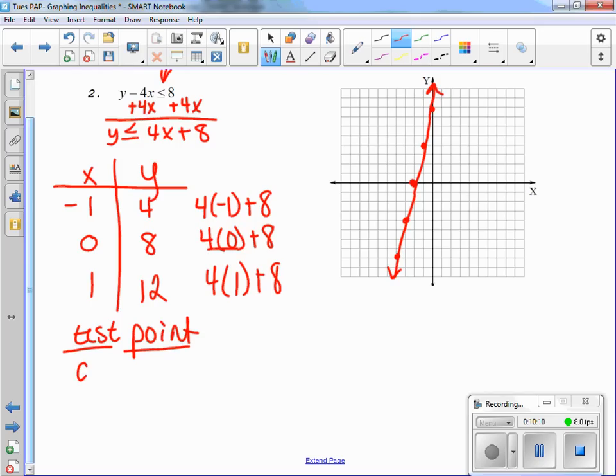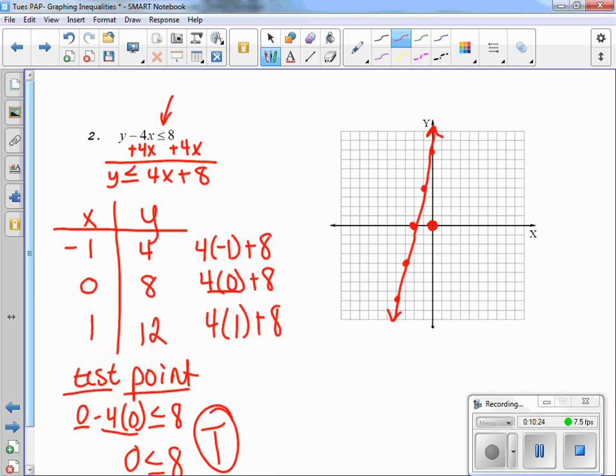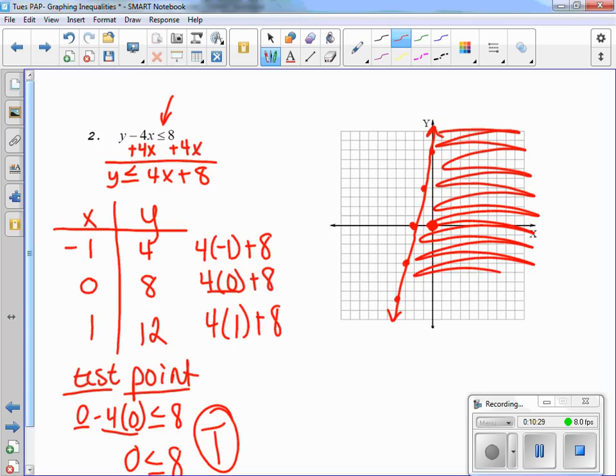So I'm plugging into my original and testing it out. This is 0 minus 0, which is 0. Is 0 less than or equal to 8? Yes. Which means wherever 0, 0 is, that's where I shade. Okay? So let's take a look at the next one.